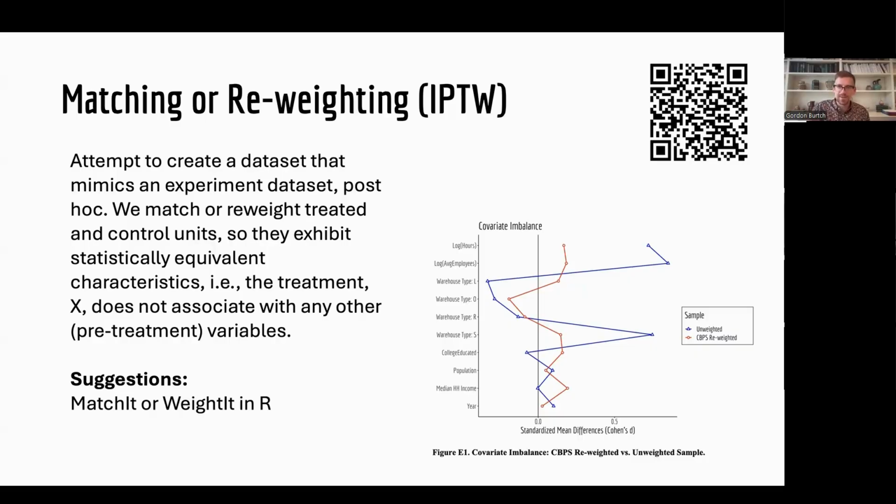So it's very rare these days. I don't think I've seen it in the last 10 years that somebody is able to publish an econometric quantitative paper strictly using matching.